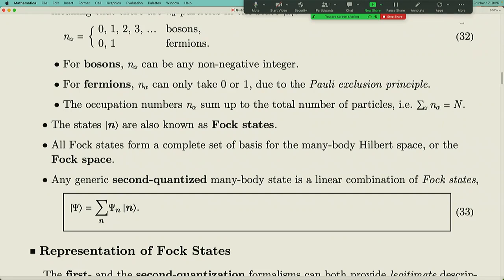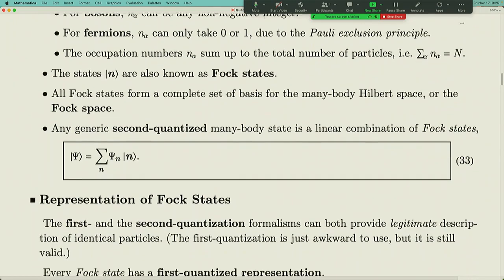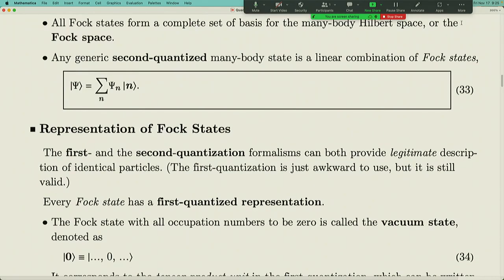So with this principle, any generic second quantized many-body state, once you specify whether it's a bosonic state or fermionic state, will be a linear combination of either the bosonic Fock states or the fermionic Fock states, summing over all the possible patterns or sequences of the occupation numbers. For each occupation number sequence, there's a corresponding linear superposition coefficient, which is also a complex number, in front of it in order to combine them together and form the many-body state. Okay, so that's the idea.